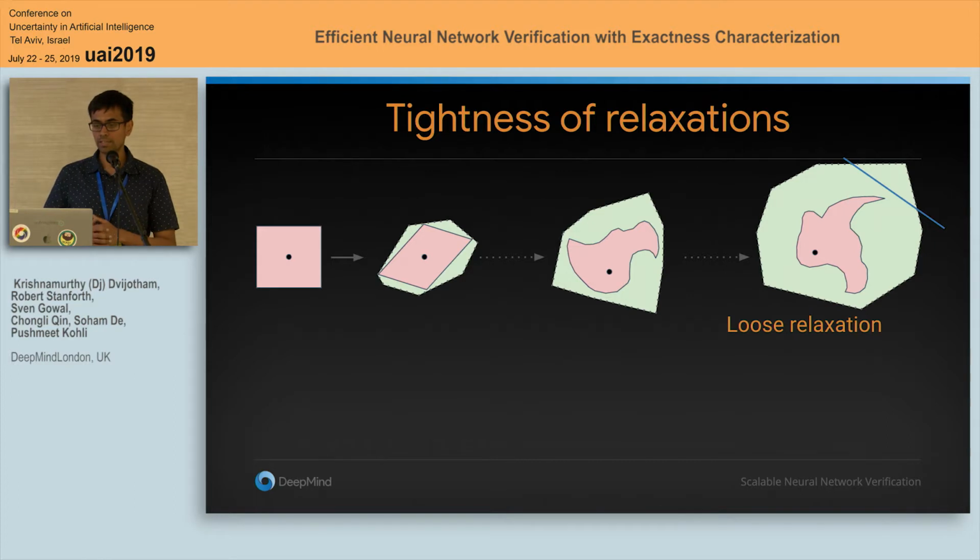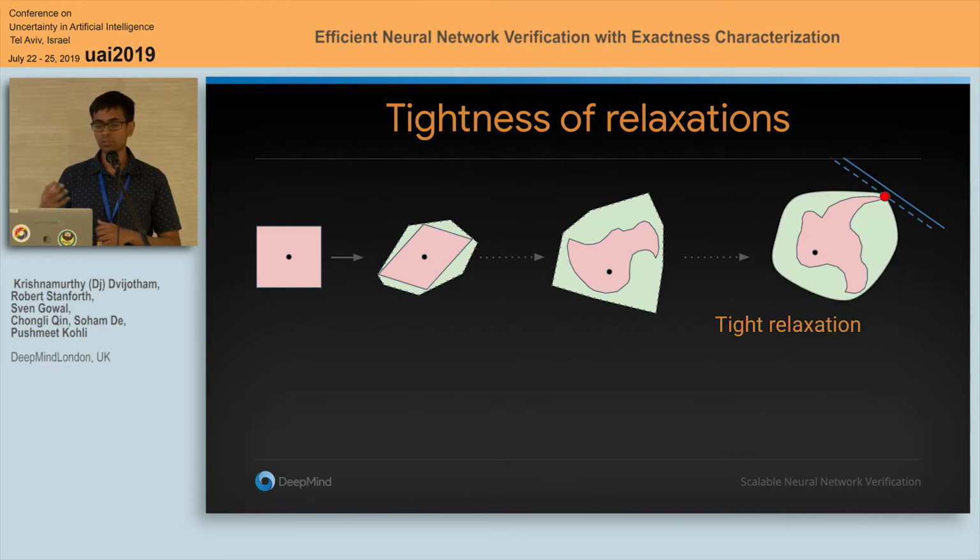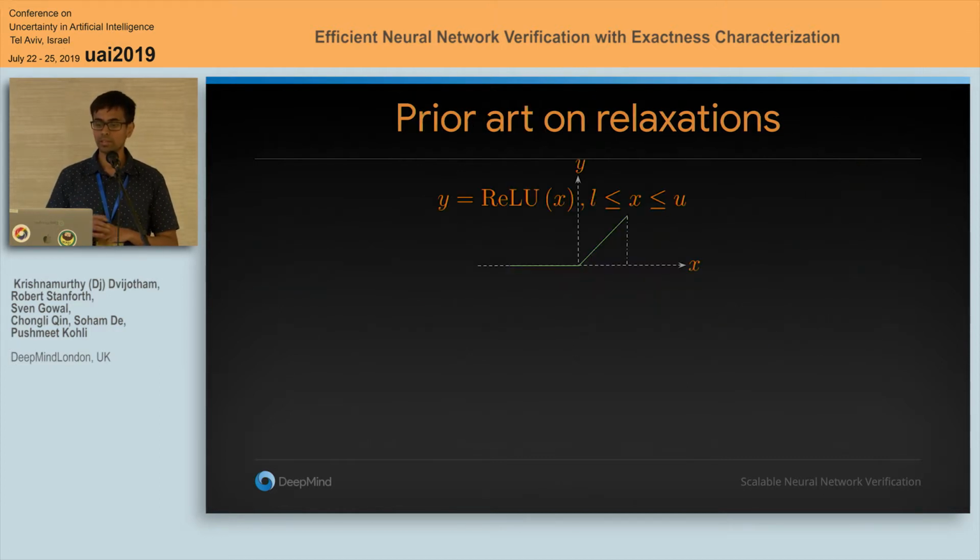So essentially, in this case, if you have a set that's a very loose over approximation of the convex hull of the true set that you're interested in, then we call that a loose relaxation. And ideally, we want to go from loose relaxations towards tight relaxations that essentially compute a very tight bound on this non-convex set, ideally intersecting with it exactly at the point where you have the optimal adversarial example.